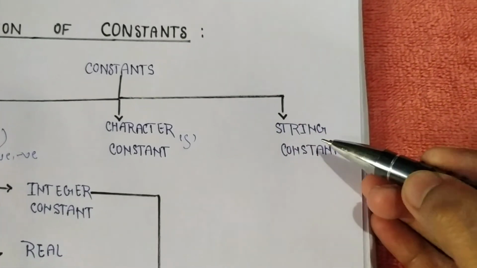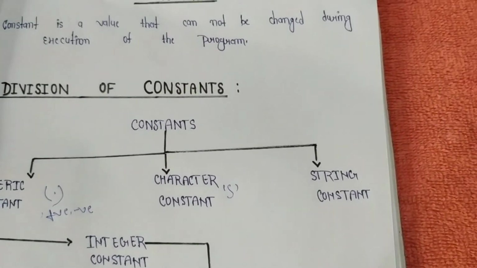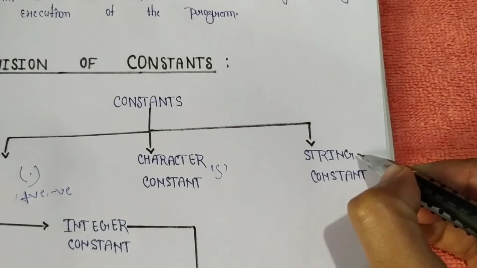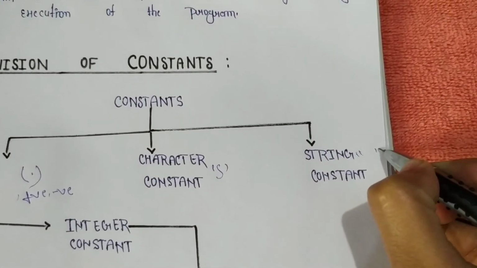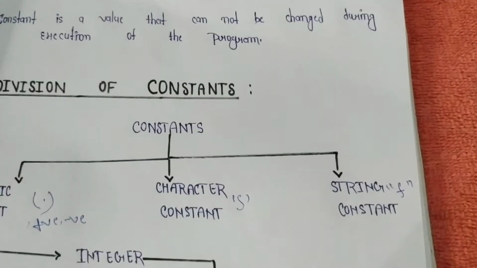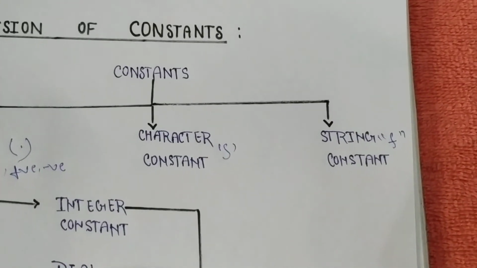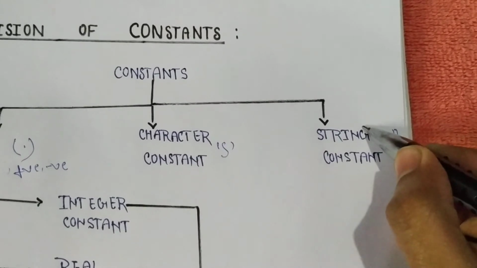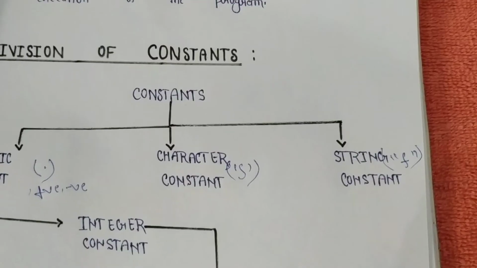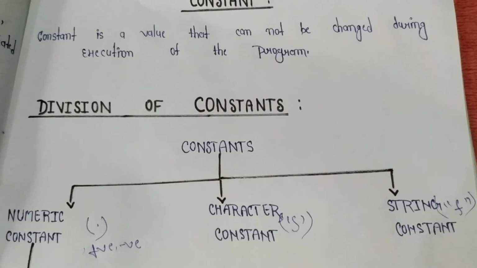Now let us see about string constant. A string constant is enclosed within double quotes. Clear? Double quotes, and any valid characters like float and any other characters. We can also write parentheses. So I hope these three parts are clear.